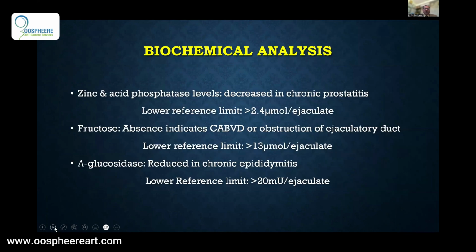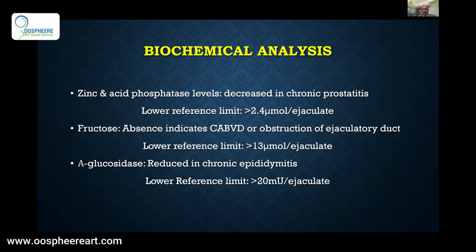Yes. So the next slide is biochemical analysis. Now you may check for zinc and acid phosphatase levels, where the lower reference limit is more than 2.4 micromole per ejaculate. But again, it is decreased in chronic prostatitis because prostatic secretions contain zinc and acid phosphatase. So that also you can test. You can test in a biochemical way and find out if he has chronic prostatitis.